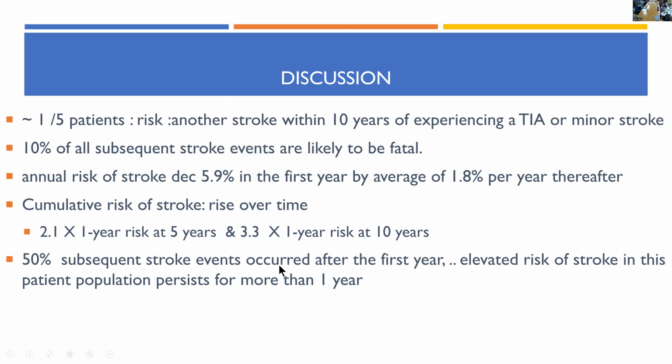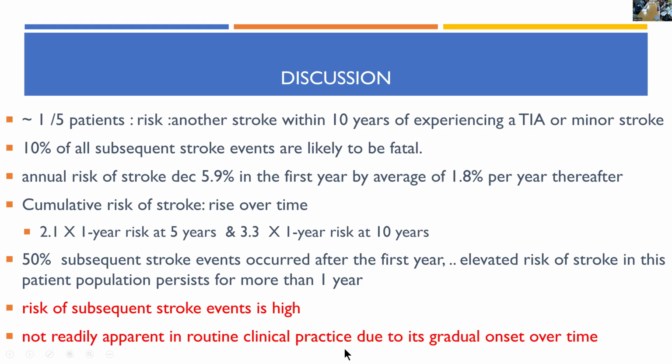50% of subsequent stroke risk occurred after the first year. Why did they highlight this? Most TIA patients are followed up only for 1 year. After 1 year, they say, don't worry, you won't have any stroke. But they found in this study that after 1 year also, 50% of the strokes may happen in the next second year to 10 years.